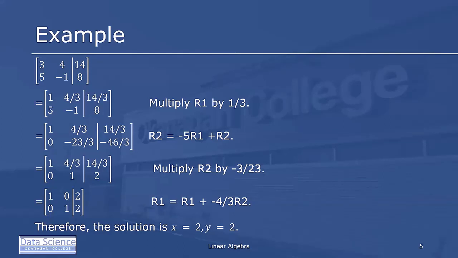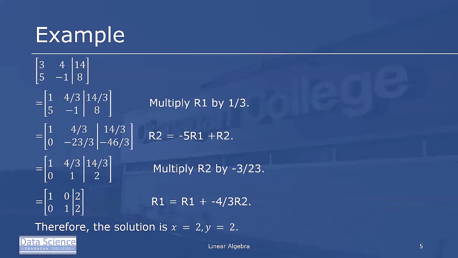The next step is to get the entry in the second row, second column spot to be a 1. We can accomplish this by multiplying row 2 by negative 3 over 23. And of course, negative 23 over 3 times negative 3 over 23 is 1. Negative 46 over 3 times negative 3 over 23 is 2. Now we have the system of equations in a form that we can solve.